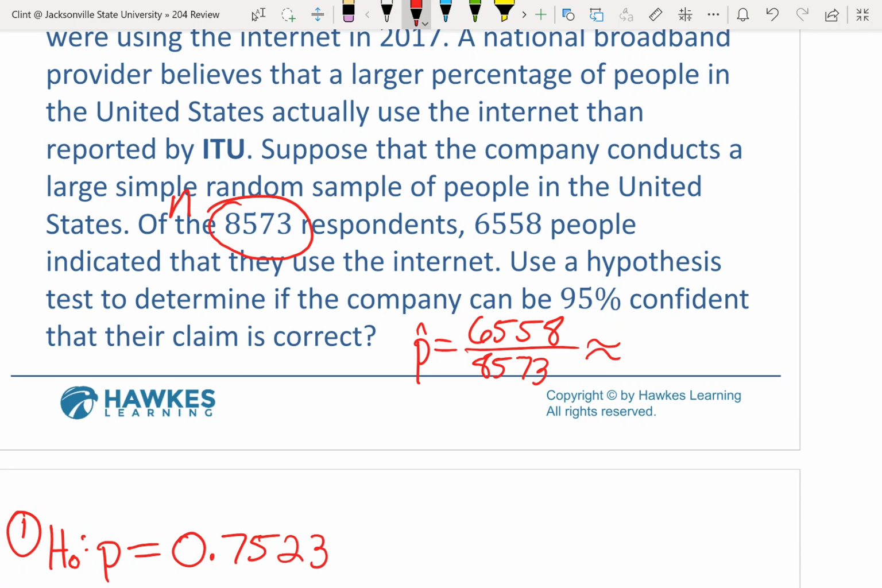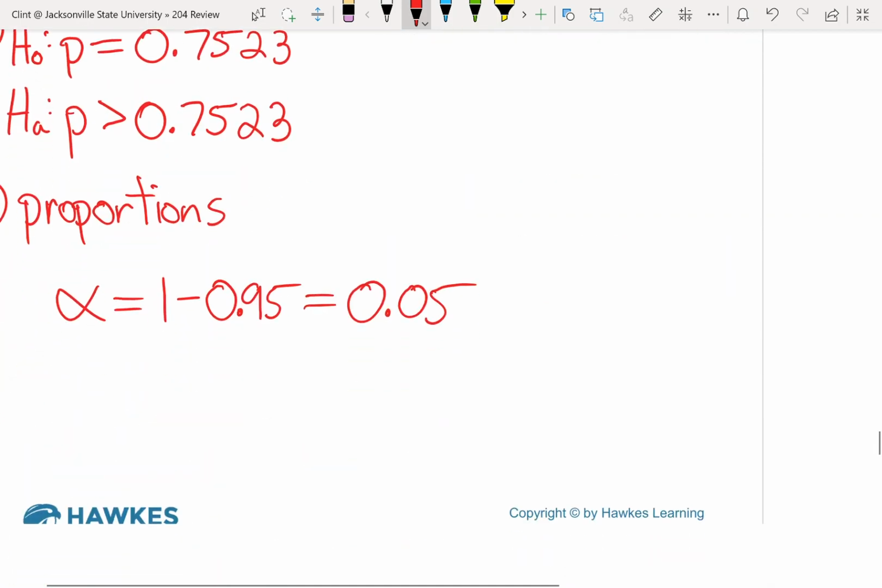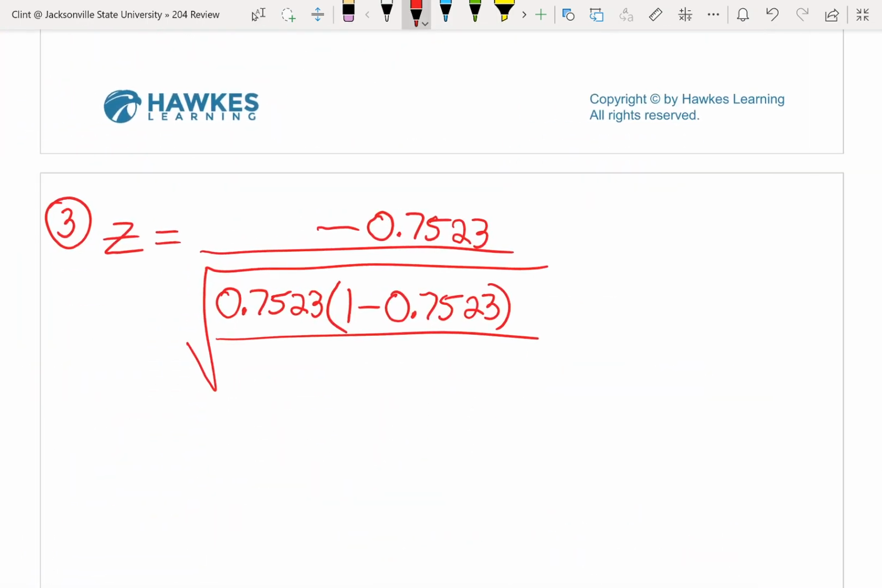Let's see what we get there. We get a long proportion here again. So let's just go 3 decimal places to be fine. It doesn't tell us, so I'll do 0.765. I think that's what Hawks usually lets you do. Okay. So 0.765 for P hat. And N was 8,573.